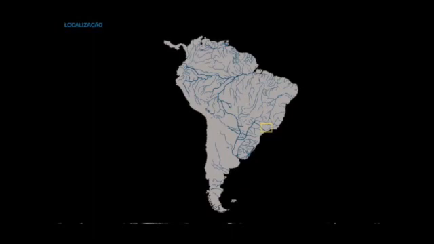So the other two, for example, the Amazon River system, which is an international system.